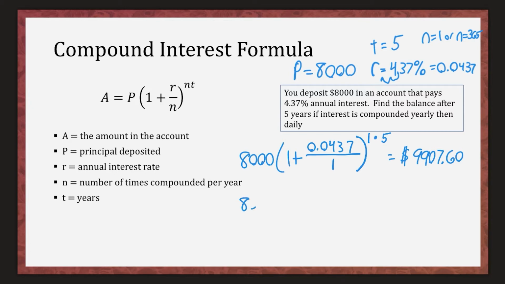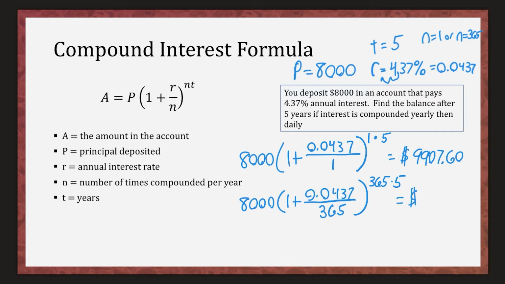So 8,000 is still our principal, and our interest rate did not change. But we're not going to just do this once per year. We're going to do it 365 times per year. And then that also changes the exponent to 365 times 5. So that exponent part will give us exactly how many times it was compounded over the entire 5 years. 365 per year times 5 years. So we also know that we're not compounding by the full 4.37% interest each day that we compound interest. It is 1/365th of that annual interest rate that will be compounded.